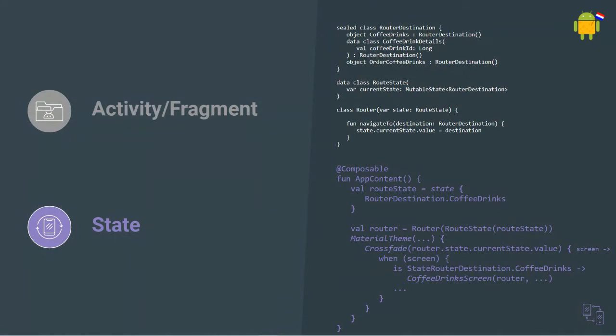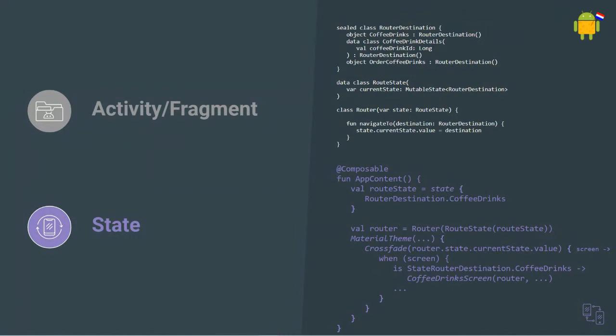And a very important function here is Crossfade. Crossfade allows us to replace one composable function with another. And in this case, one composable function is the whole screen. As an example, the coffee drink screen is a composable function, and it renders the whole screen. And inside this composable function, we have many smaller composable functions. So if Crossfade receives a value and this value is coffee drink, we just render our coffee drink screen.